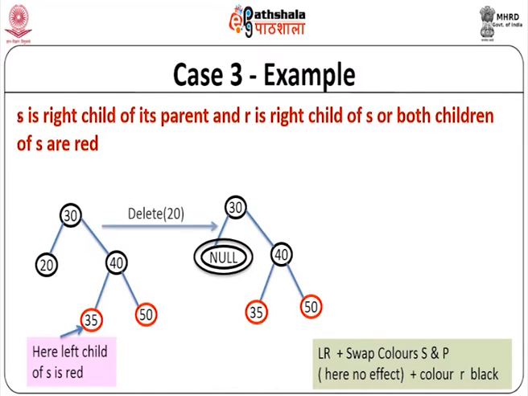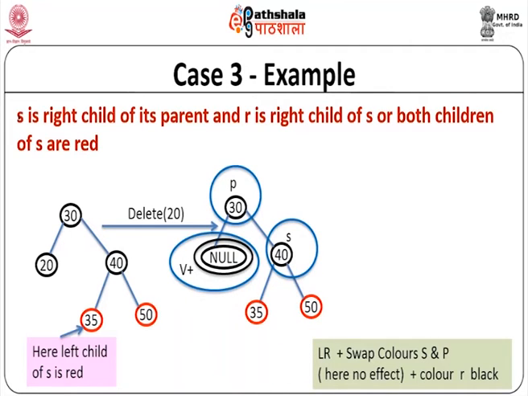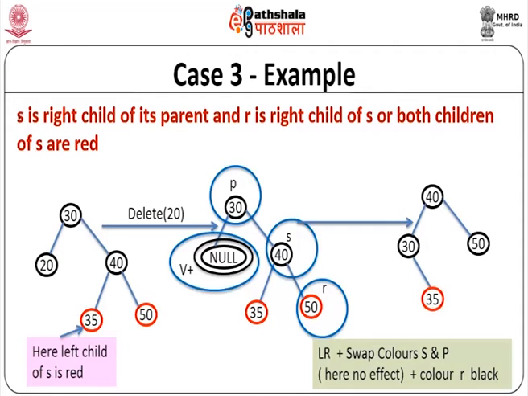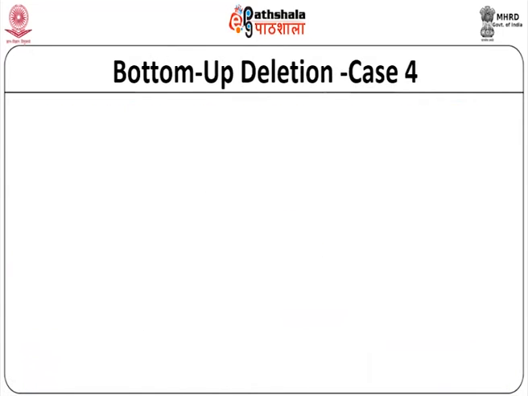Here the left child of S is red. So, delete 20. We want to delete 20. So, there you have a double black and that is a parent. This is S, the sibling, and this is the child R which is red. Okay. The left child is also red, that is okay. Now, what you have to do is a left rotate. Left rotate means S becomes a parent. So, 40 becomes a parent, and swap the colors of S and P. So, S is 40 and you are swapping 40 and 30, and here there is no effect because both are black, and color R as black. So, that is what you have done.